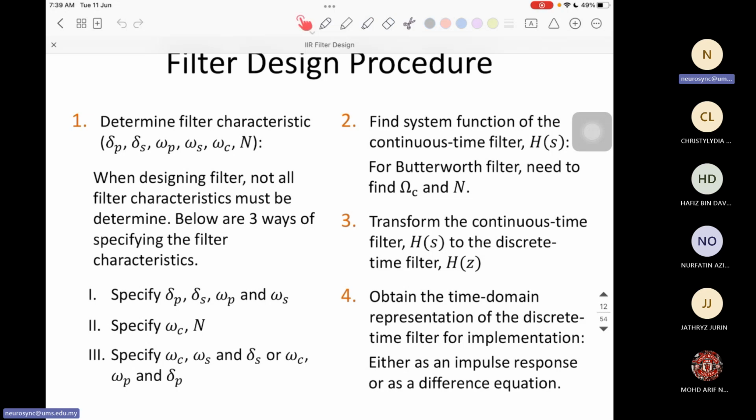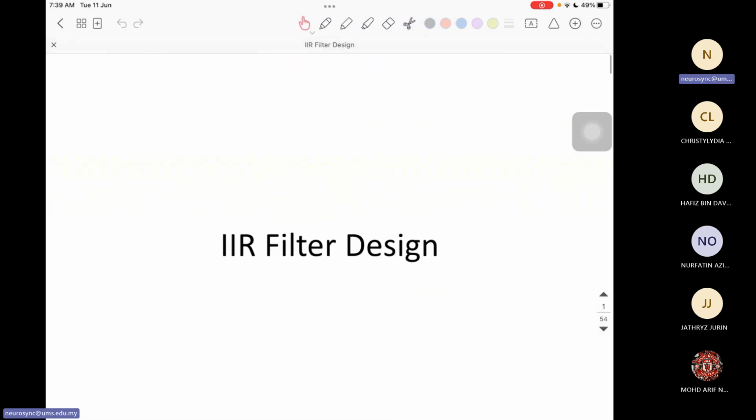So we know that S is equal to C into 1 minus Z inverse divided by 1 plus Z inverse, that is the bilinear transformation relation. And to find C, we can use the relation between the discrete time frequency and the continuous time frequency. Then the final step is to obtain the difference equation, or the time domain representation of the discrete time filter, for implementation. So these are the steps.